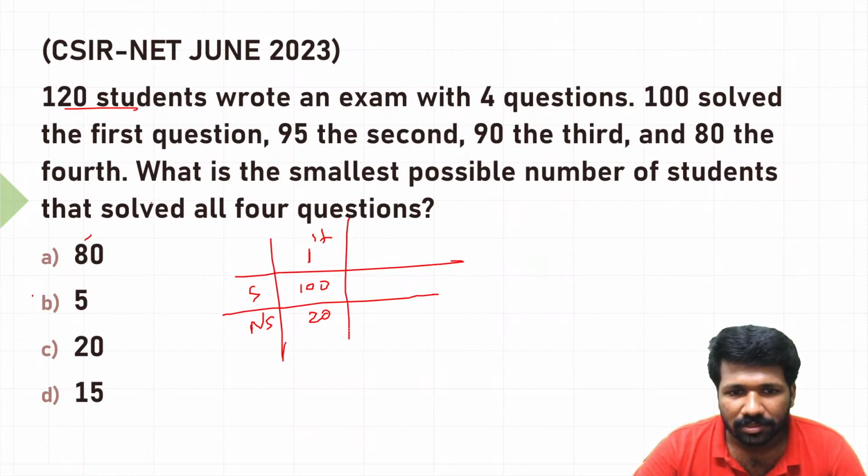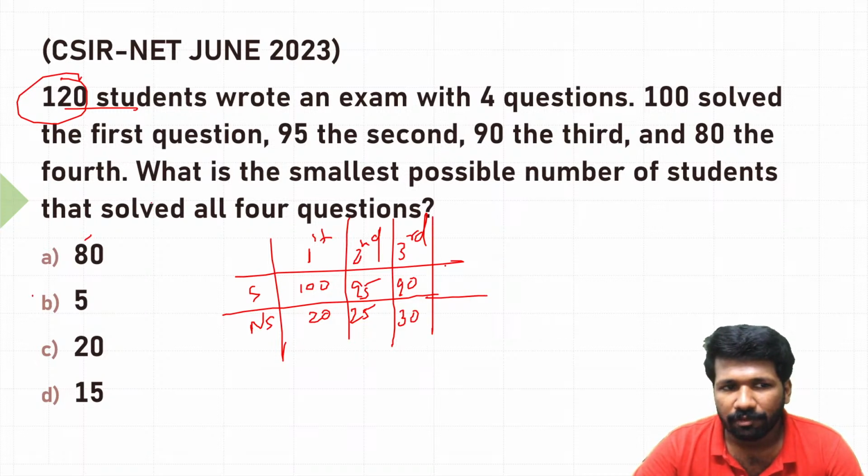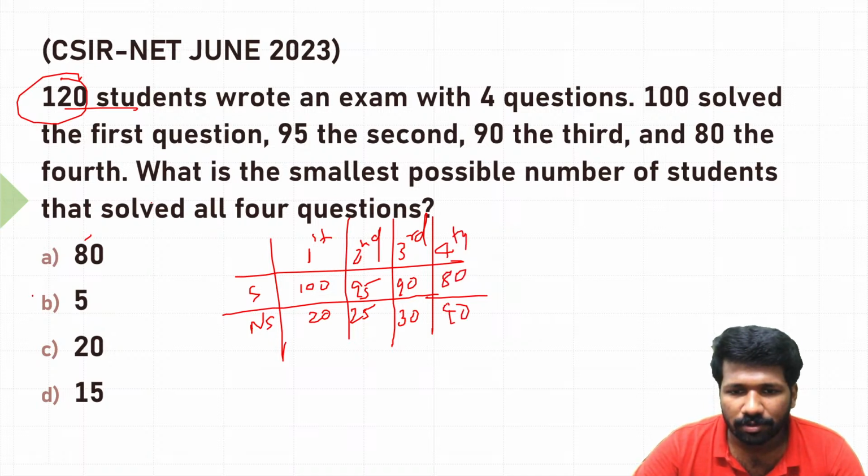Second question: 95 solved it, so the remaining 25, that is 120 minus 95, did not solve it. Third question: 90 solved it and the remaining 30 did not. Fourth question: 80 solved it, and the remaining 40 did not.